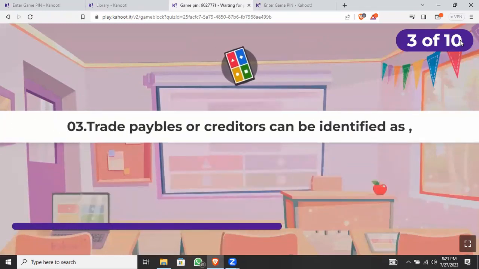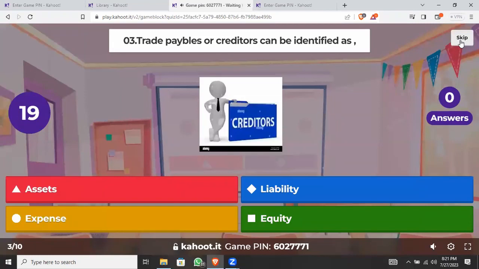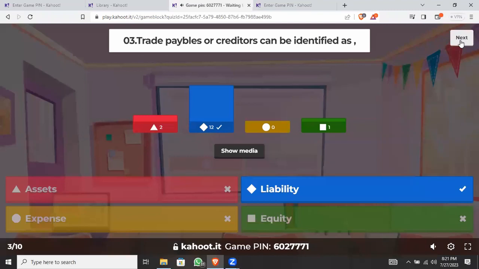Trade payables or creditors can be identified as assets, liability, expense or equity. Select your answer. Another 10 seconds more. Yes, I got 12 correct answers. The answer should be liability. Trade payables or creditors can be identified as a liability.